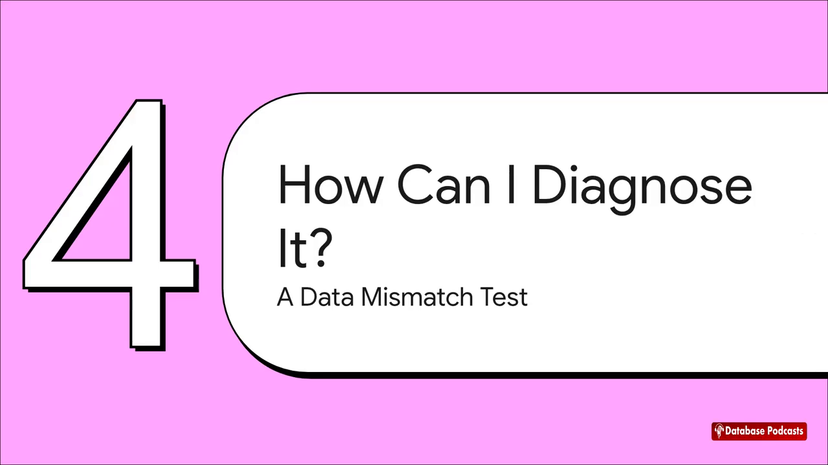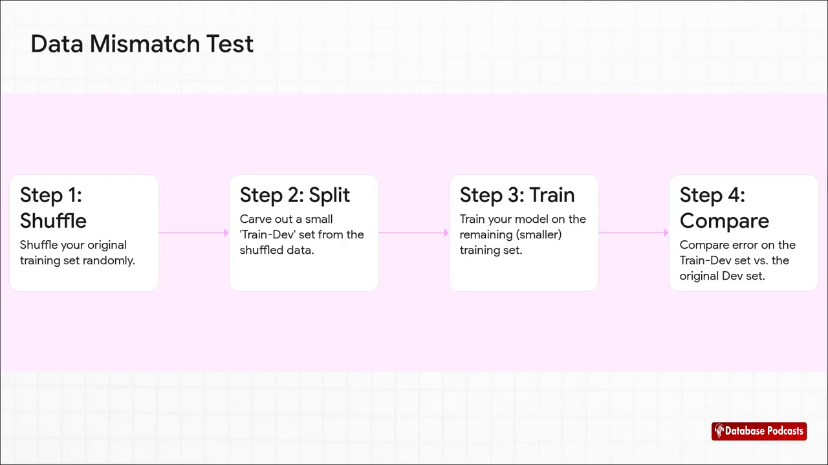So the big question is, how can you figure out if this is your problem before you go live? The good news is there's a pretty clever diagnostic test you can run to see if you have a data mismatch issue or if something else is going on. Let's walk through it step by step. The process is actually pretty straightforward. You take your big training set and just shuffle it all up. Then you carve off a small slice and you call that a train-dev set. Now the crucial part here is that this new set has the exact same data distribution as your training set because it literally came from it.